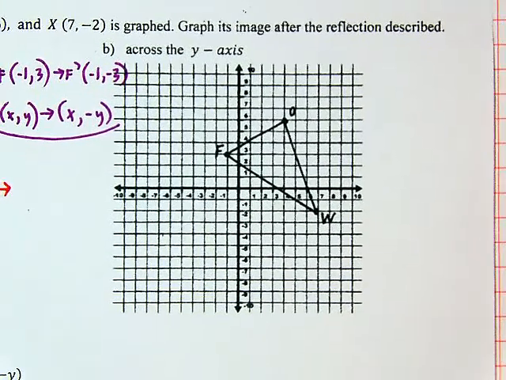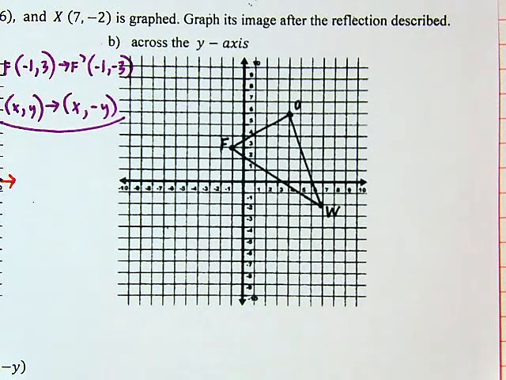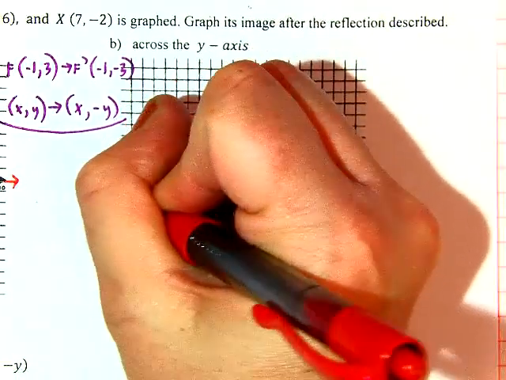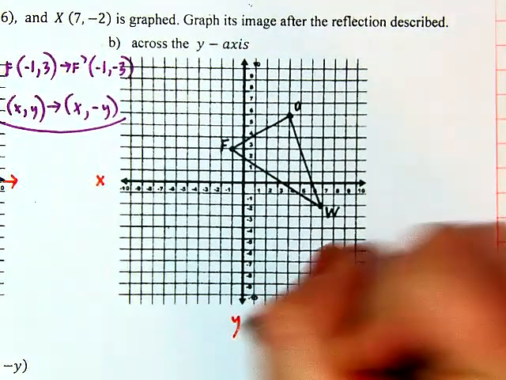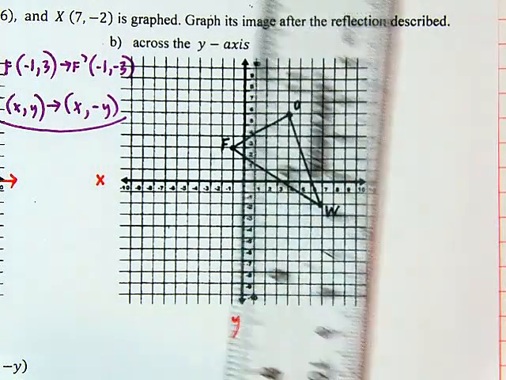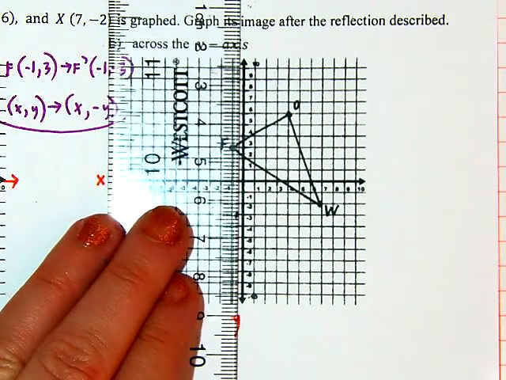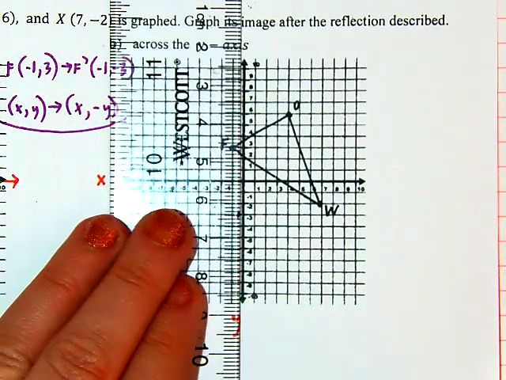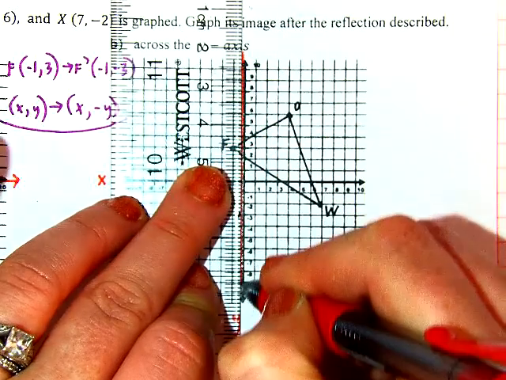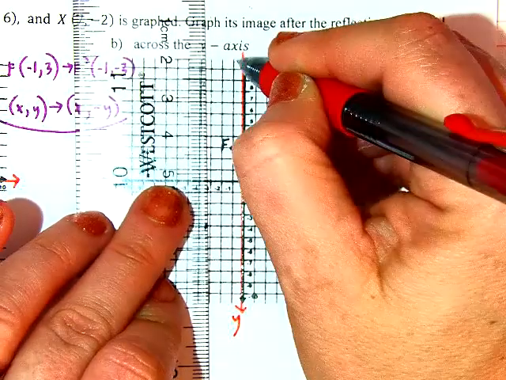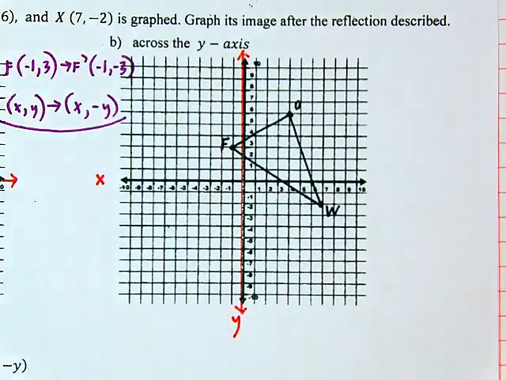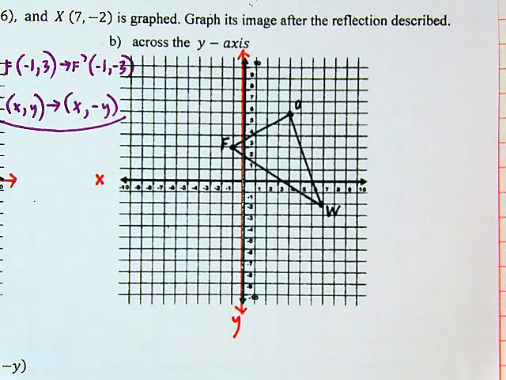Okay, a similar one right next to it. Now we're reflecting across the y-axis. So across the y-axis, again, here is my x-axis, here's my y-axis. So my y-axis is my mirror line. As an equation, it would be x equals 0. And I'm doing the same thing. I'm just reflecting over the line.